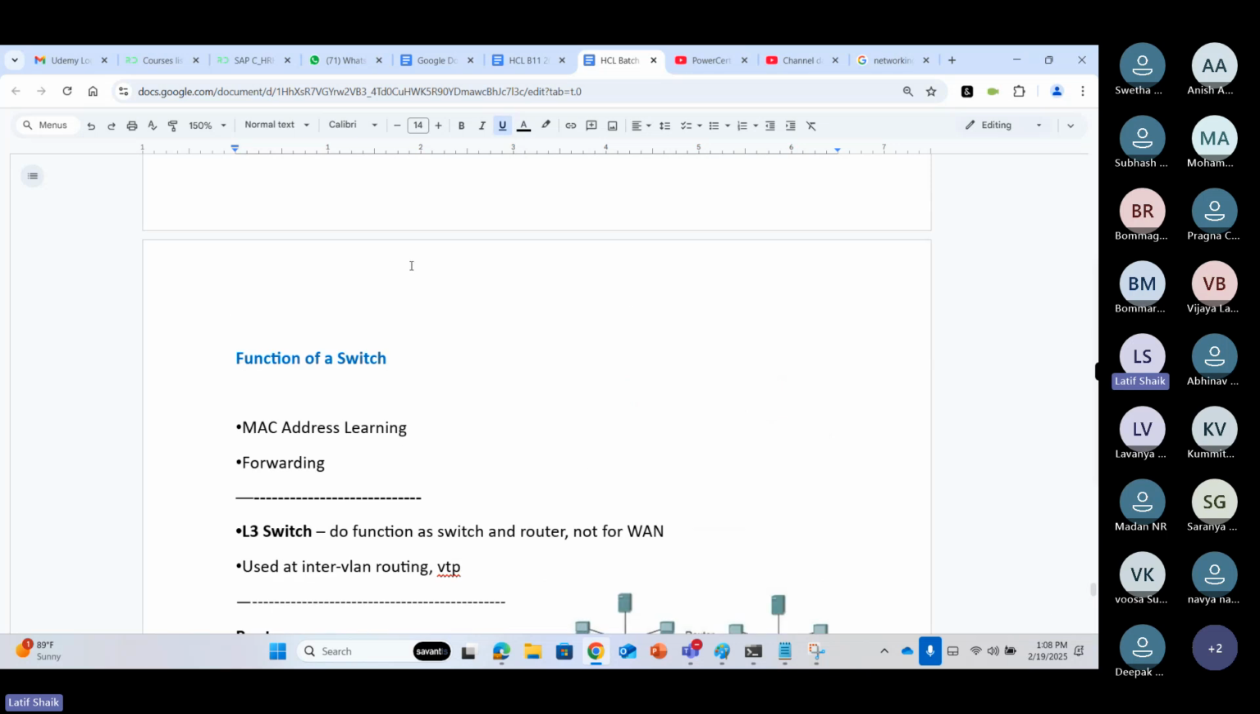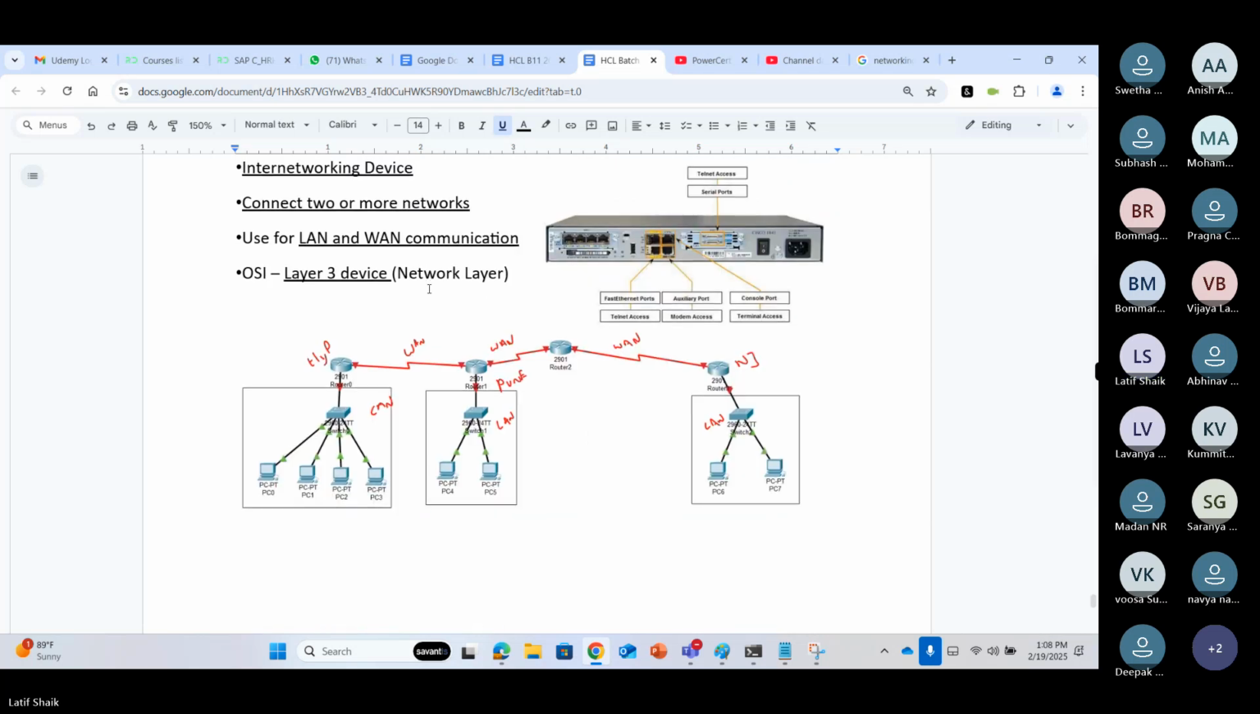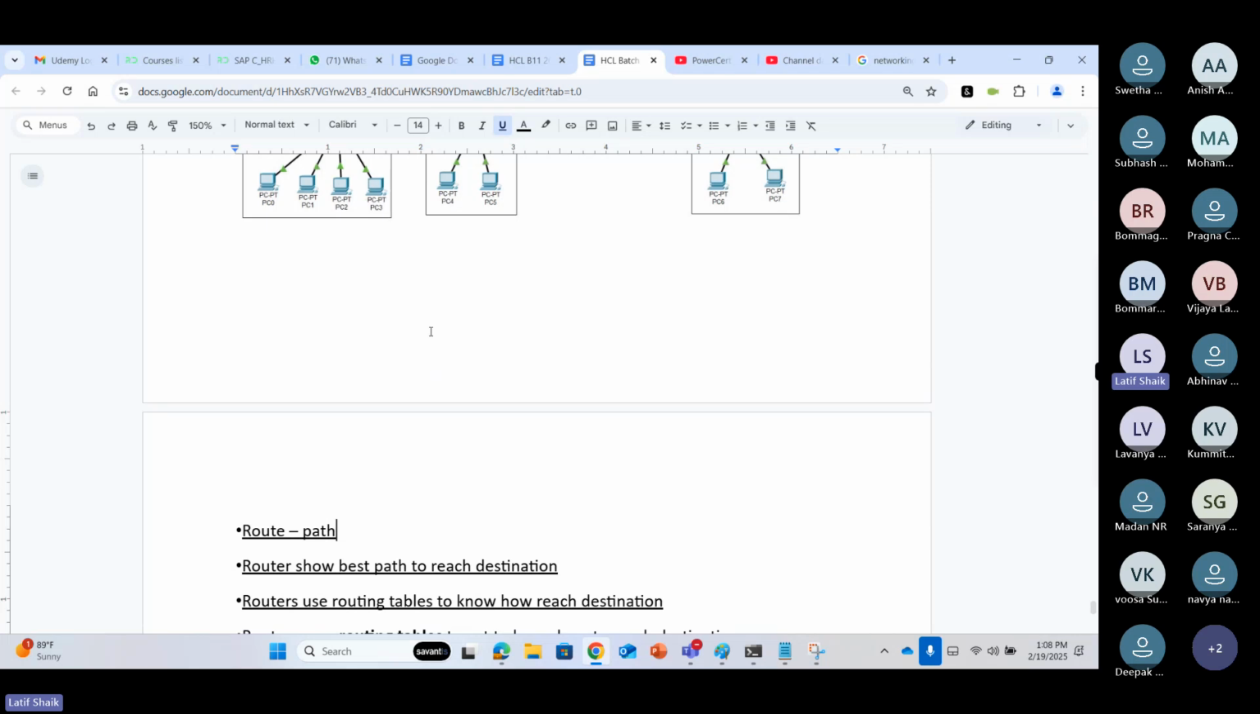Again, switch and router, guys. A switch works with the MAC address. A router works with the IP address. A switch is used in LAN communication. A router works in both LAN and WAN communications. A switch connects one network, it makes one network alone. But a router makes communication between different networks. It's an internetworking device. A router is an internetworking device. It works in both LAN and WAN communication.